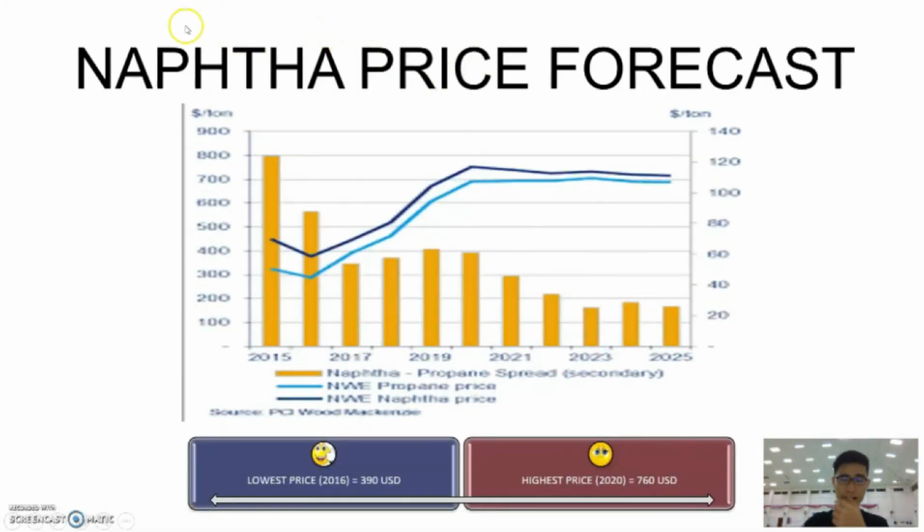As you can see, this one is called the naphtha price forecast. We are using a graph based on 2015 to 2025. As you can see, the dark blue line is the naphtha price. The lowest naphtha price is in 2016, which is 390 USD, and the highest price is in 2020, which is 760 USD over here.